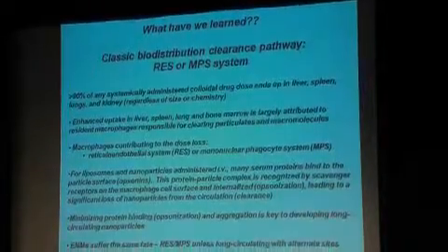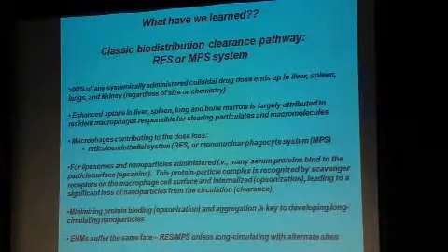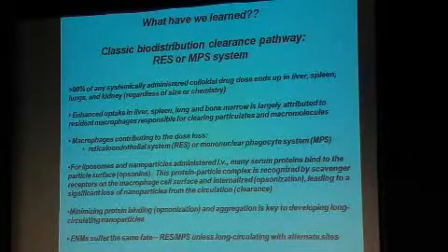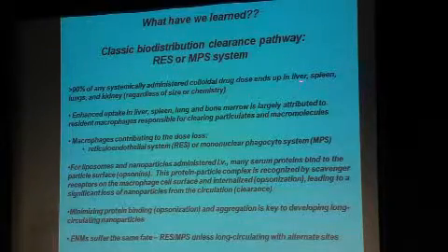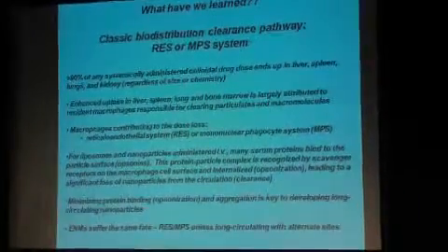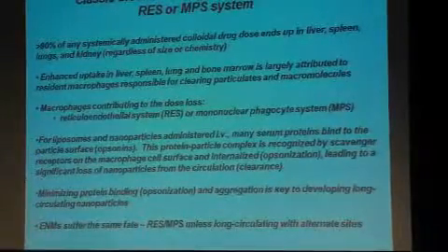So what have we learned then? The classic biodistribution, that is the distribution to the RES pathway, seems to be, in my opinion, chemistry independent, size independent. 90% of any systemically administered colloidal drug ends up in the liver, spleen, lungs, and kidney, regardless of size, regardless of chemistry. When you talk about the physics too, bring that in.